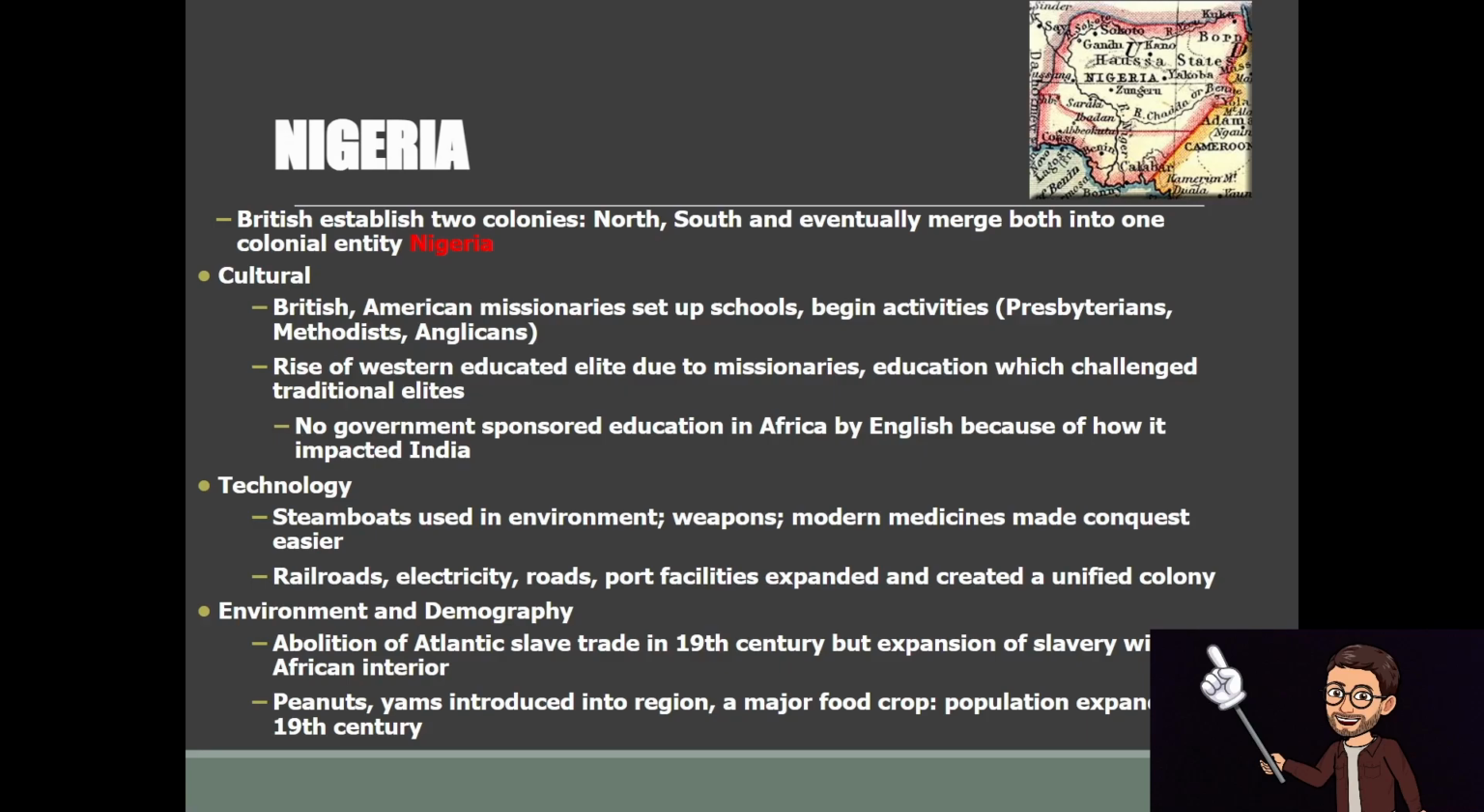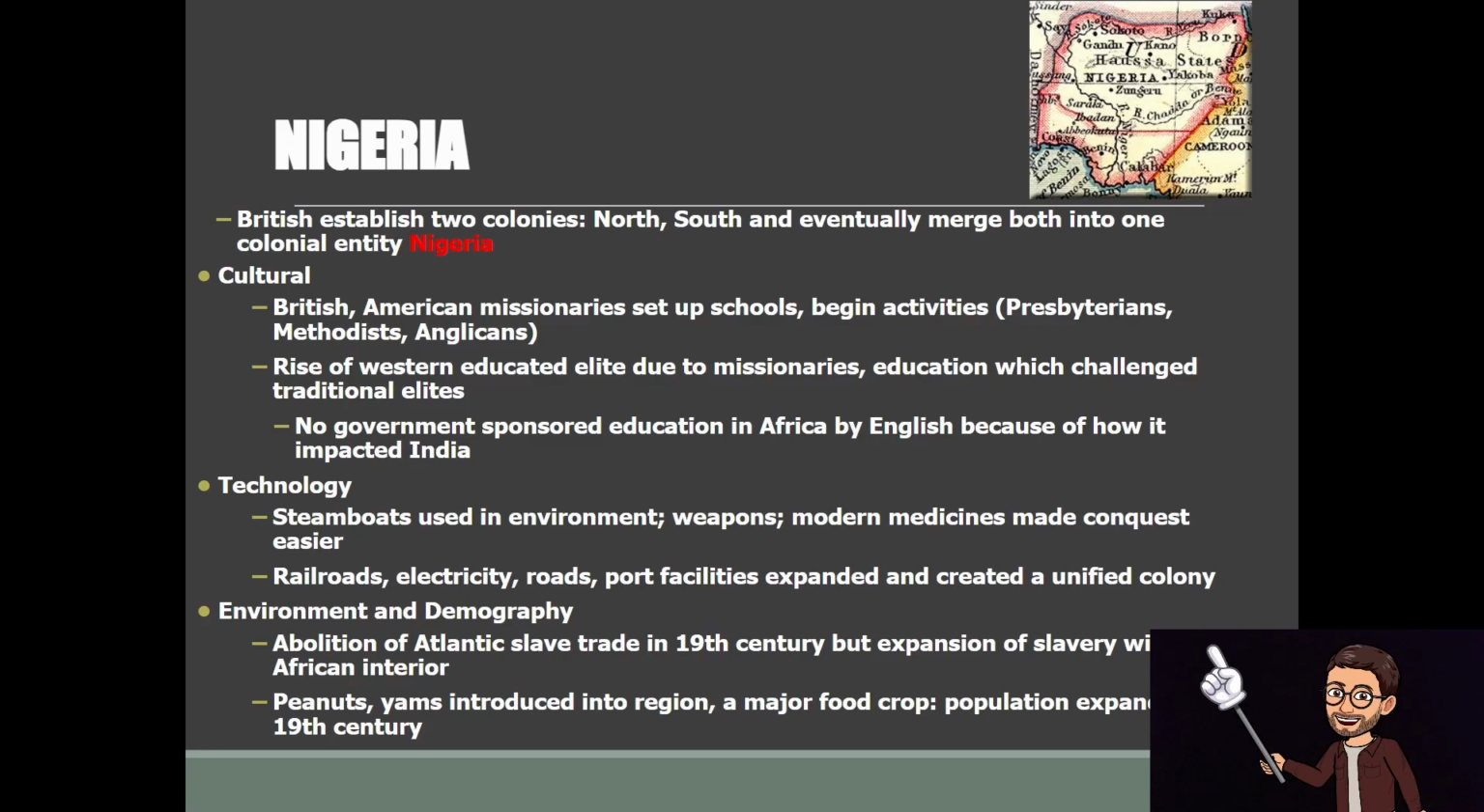So last one for the day is going to be Nigeria. Now the British are going to set up two colonies in this area, northern and southern Nigeria, which are eventually going to merge into one colonial entity of Nigeria. Now, culturally, the British and Americans are going to set up schools and begin activities. And this leads to the rise of Western educated elites due to missionaries.